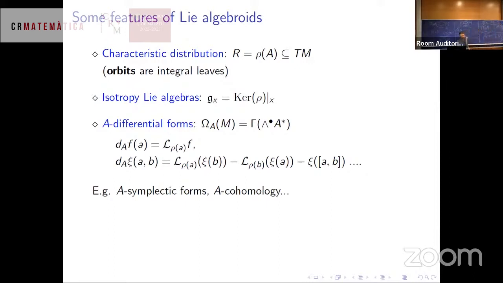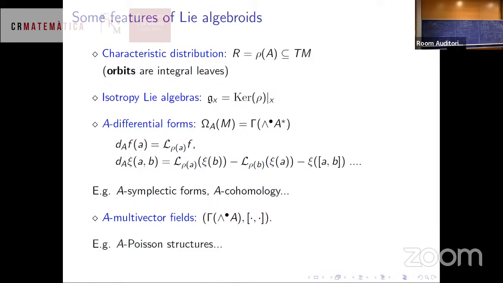Okay, so that's a symplectic form. And you also have a generalization of vector fields. So remember, A is TM. So, multi-vector fields are like this. And in the same way that we extended the Lie bracket of vector fields to multi-vector fields, you can do the exact same thing here and define a Schouten bracket on A multi-vector fields. And you can talk about A Poisson structures, okay?